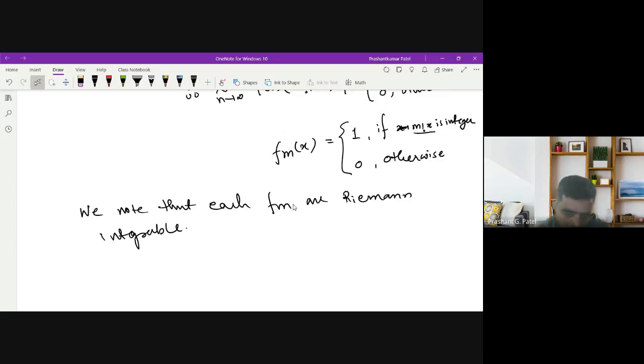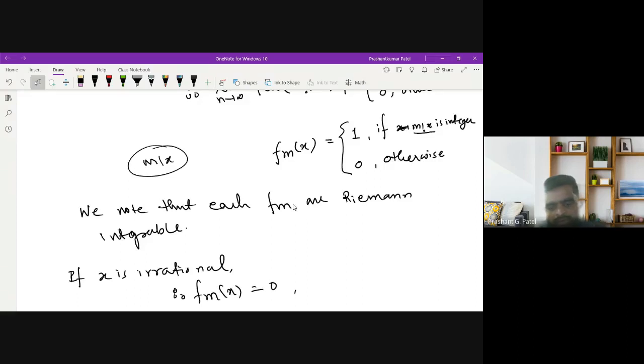Now what will be the limit of this function? That means if I take the limit m tends to infinity, what will happen? For that I need to look at the value of x, because x belongs to R. This x may be a rational number or an irrational number. If x is irrational, then m factorial into x is never an integer. Therefore, we can say fm of x is always 0 for all m if x is an irrational number.